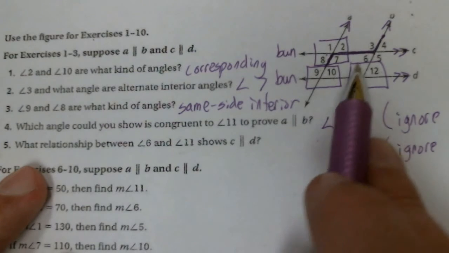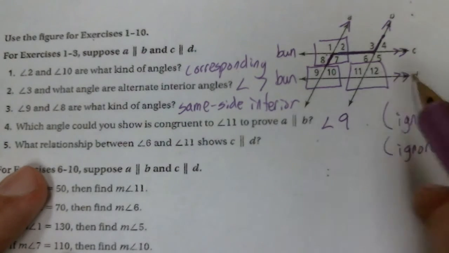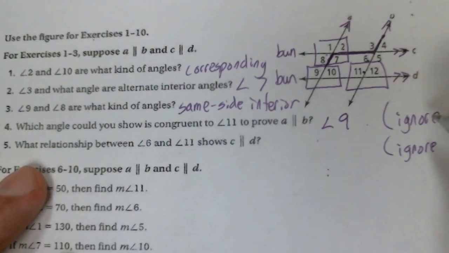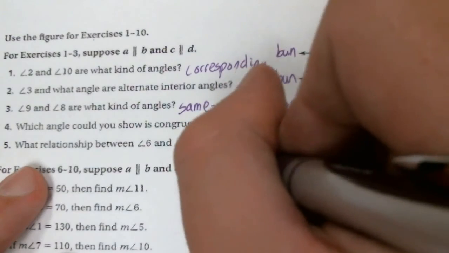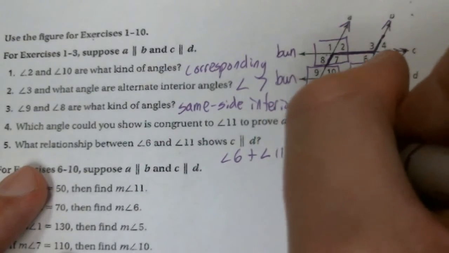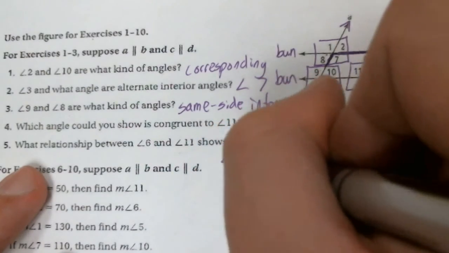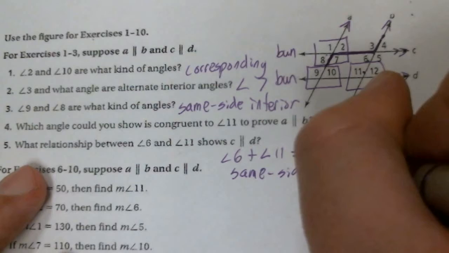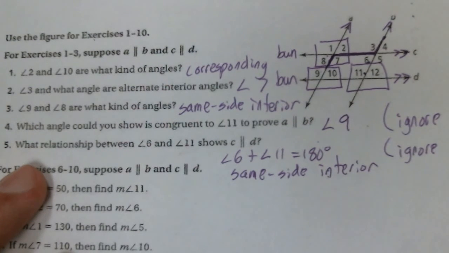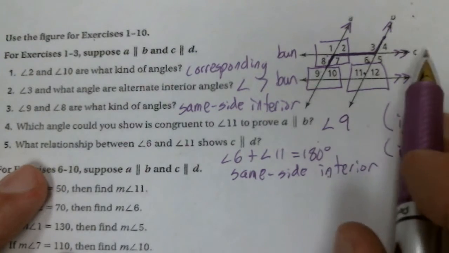Okay, so in order for 6 and 11 to show that C and D are parallel, 6 is inside the sandwich, 11 is inside the sandwich. So they're interior, and they're both on the left of the railroad tracks, left of the transversal. So I would say that angle 6 plus angle 11 has to equal 180 degrees. They would have to be same side interior angles that are supplementary, that have to add up to 180 degrees for C and D to be parallel.